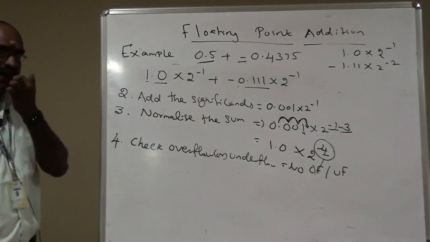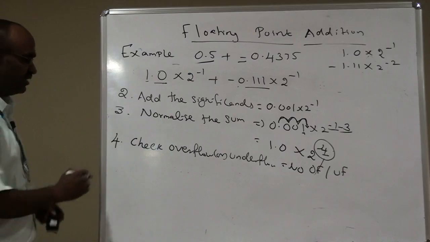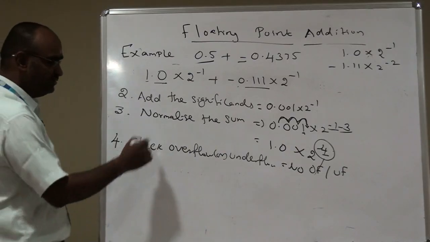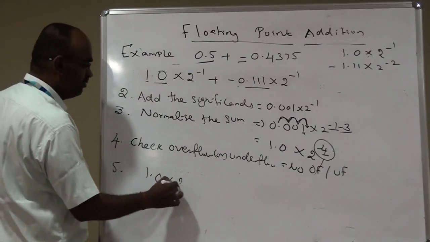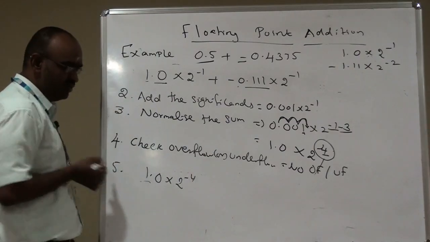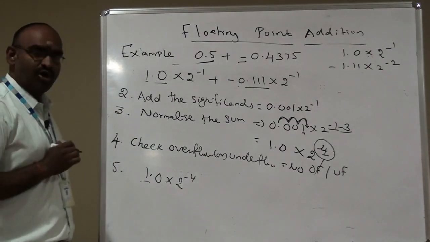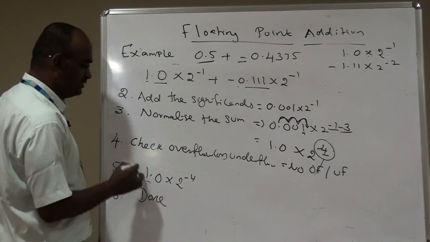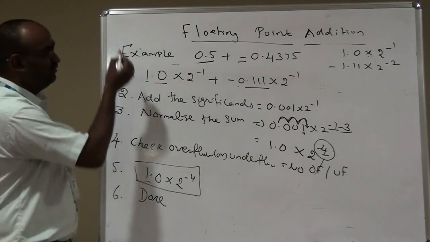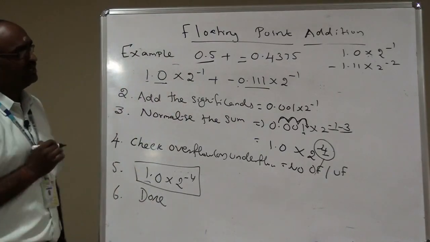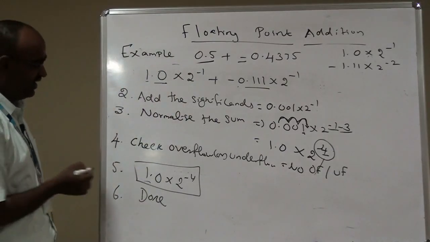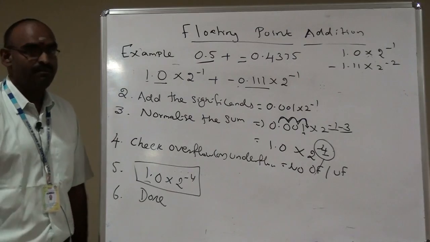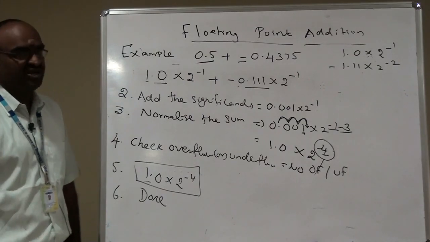So now, after these steps, we have to check the normalization again. It is still normalized, that is 1.0 times 2 power minus 4. Yes, normalized, there is no leading 0 in the whole part, so still normalized. We stop here, we are done. So the addition of the two floating point numbers, 0.5 plus negative 0.4375, is 1.0 times 2 power minus 4. So this is the floating point addition algorithm.